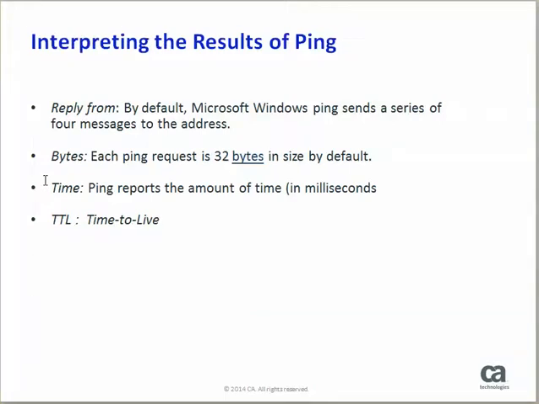Interpreting the result of ping. The first one I would like to talk about is "Reply from". By default, Microsoft Windows ping sends a series of 4 messages to the address. The program outputs a confirmation line for each response message received from the target computer.